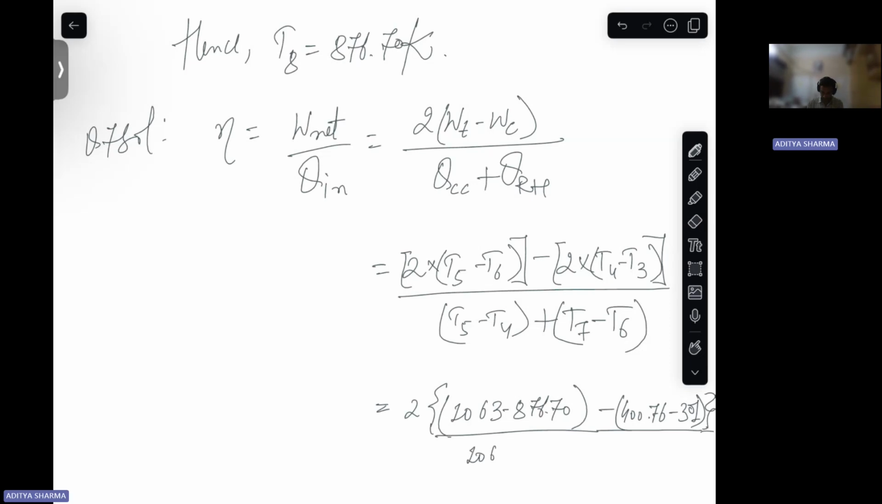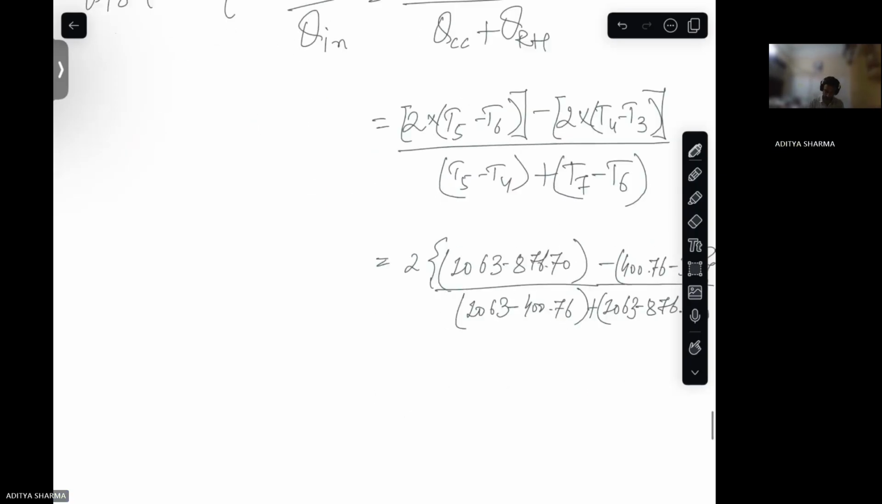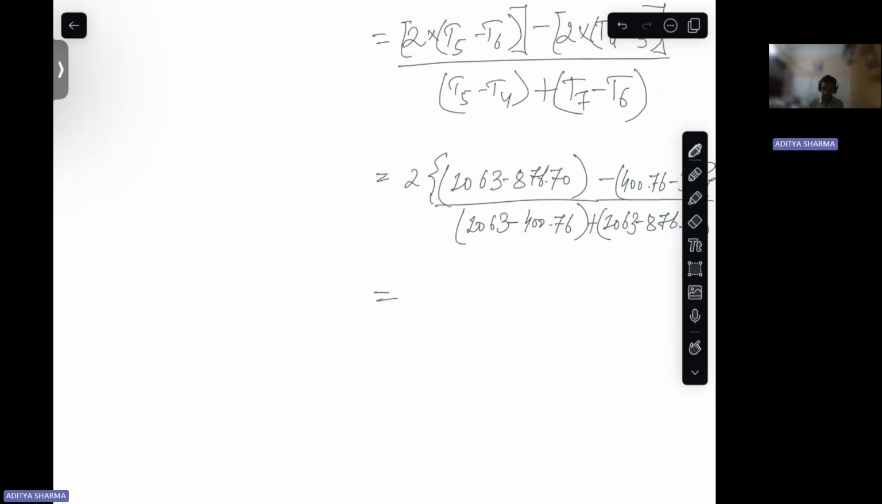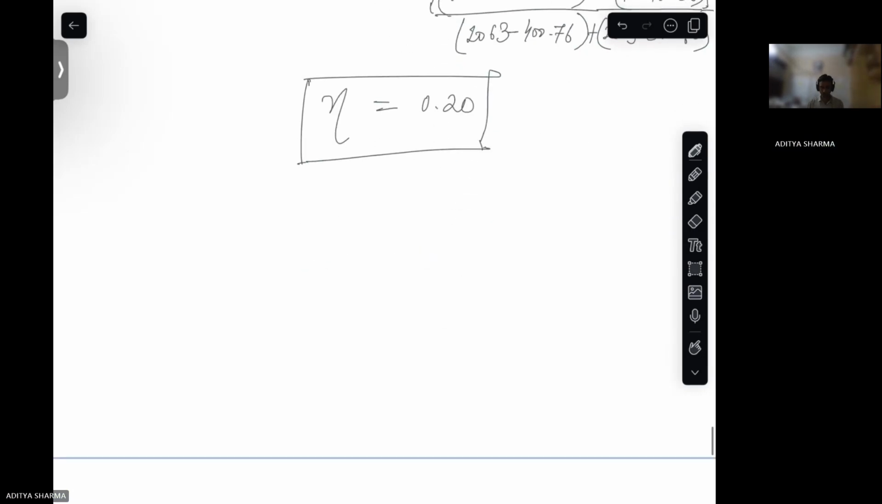Denominator is 1063 minus 400.76 plus 1063 minus 876.70. Now if you solve this, this will come out to be 0.20. So this is the thermal efficiency. Then question number 8 of this group.